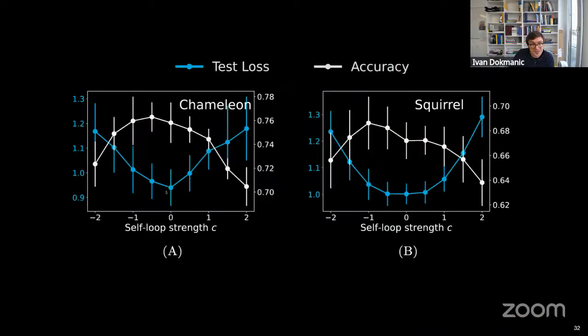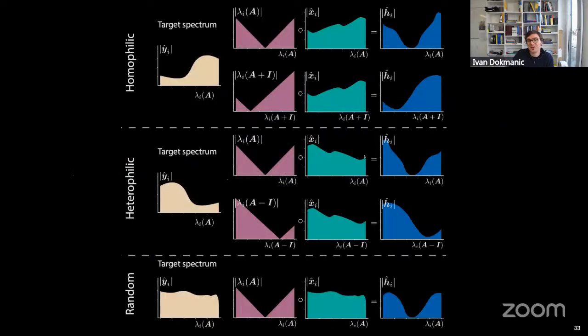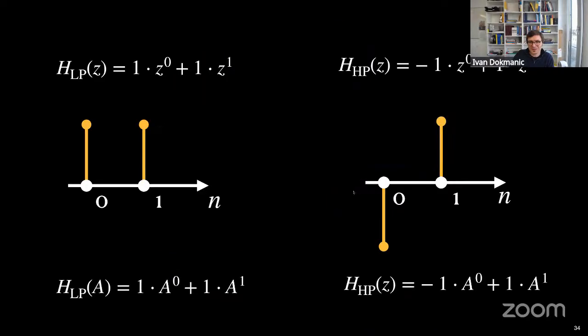And actually, we test this on real data like chameleon and squirrel, which are heterophilic data sets. And you see that if you add self-loops with negative weights, you get the best possible performance. So that's interesting because there is a simple signal processing explanation involving graph spectra, which again, in the interest of time, with apologies, I will skip. But I'll say the following.